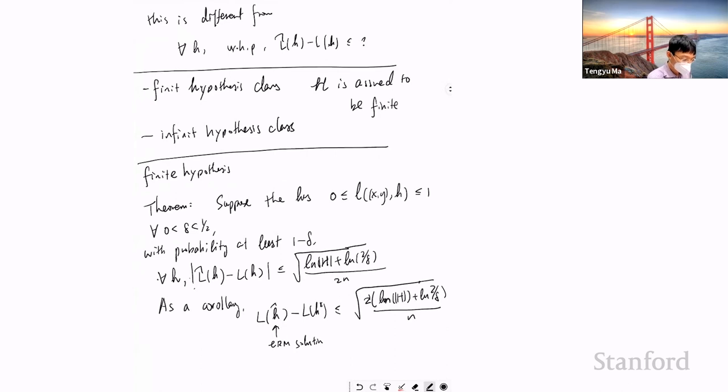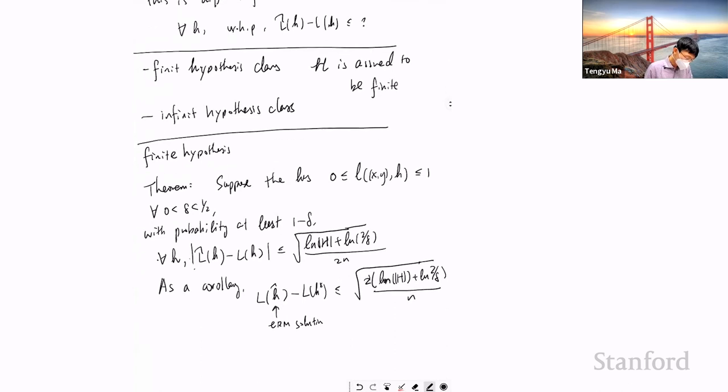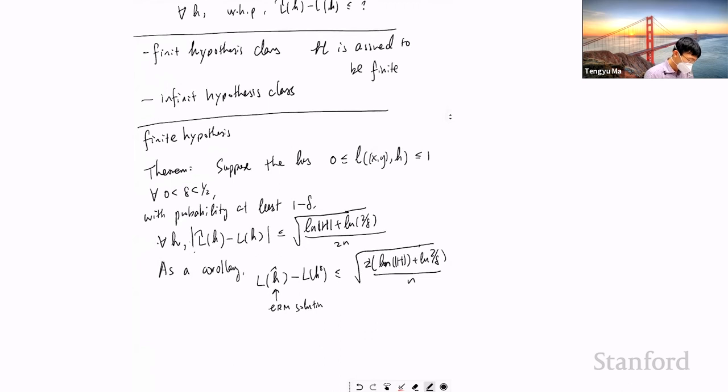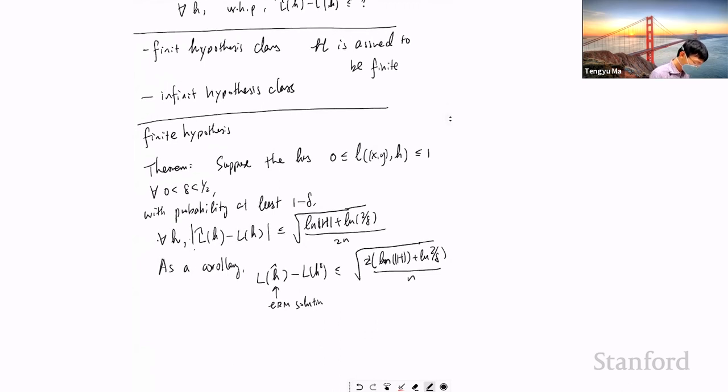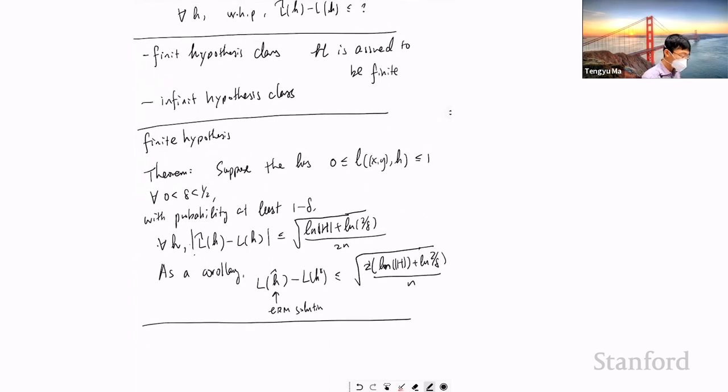Okay, cool. So this is the theorem we're going to prove. And maybe just before we prove the theorem, you can see that the right-hand side of the bound does depend on the size of the hypothesis class. If you have a bigger hypothesis class, then your bound would be worse. So it's harder to prove this uniform convergence when you have a larger hypothesis class.